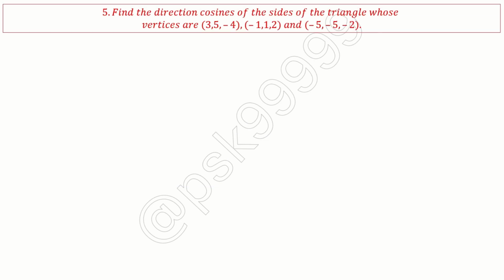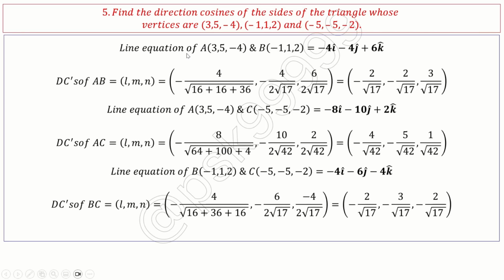Find the direction cosines of the sides of a triangle whose vertices are given here. This is a straightforward question. You make three line equations, so that means you get the direction ratios in a, b, c, and then you just make the direction cosines of that. Let's see the first one. The equation of line AB is this one. So the direction cosines of AB are minus 4 by square root of 16 plus 16 plus 36, that is 4 square plus 4 square plus 6 square. Similarly, for the other two, what I will get is minus 2 by square root of 17, minus 2 by square root of 17, and 3 by square root of 17. Similarly, you can do it for AC and BC.